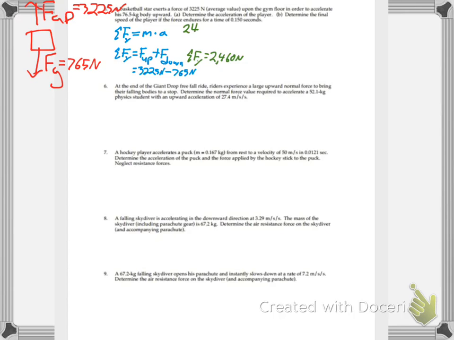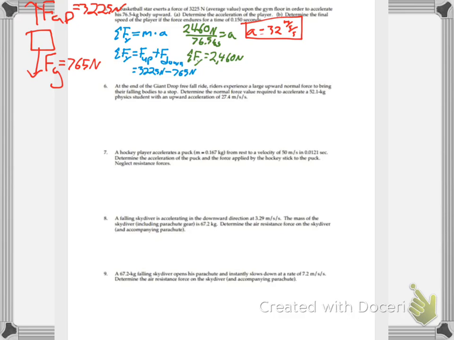This number we will then plug into Newton's second law. So we have 2,460 newtons. We'll divide that by his mass, 76.5 kilograms, to find our acceleration. So his acceleration for part A will then equal 2,460 newtons divided by 76.5 kilograms to get 32 meters per second squared for an acceleration.